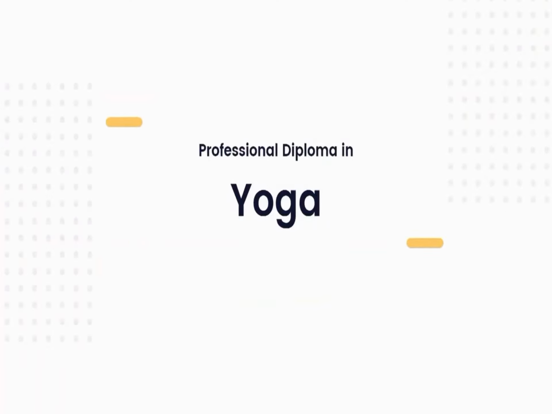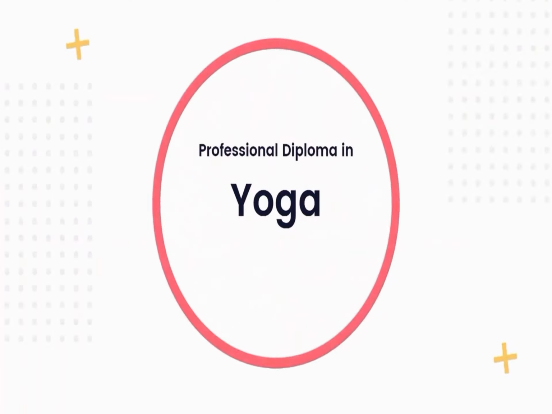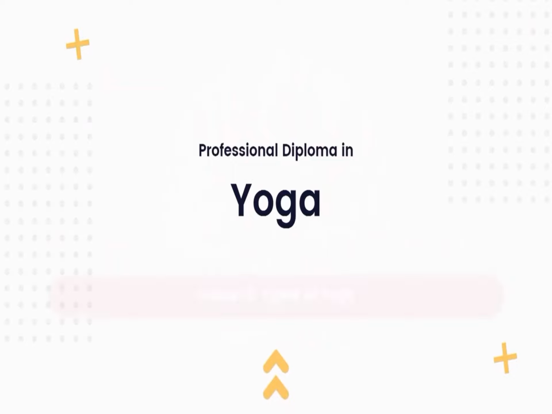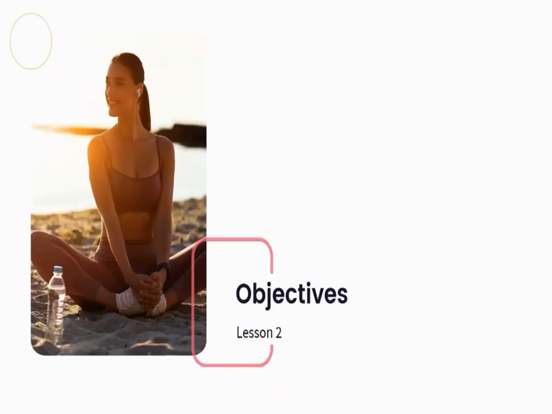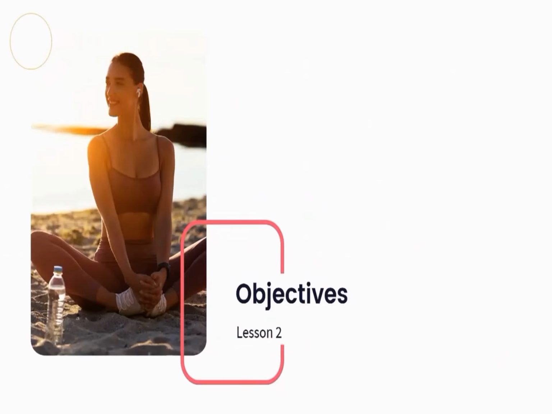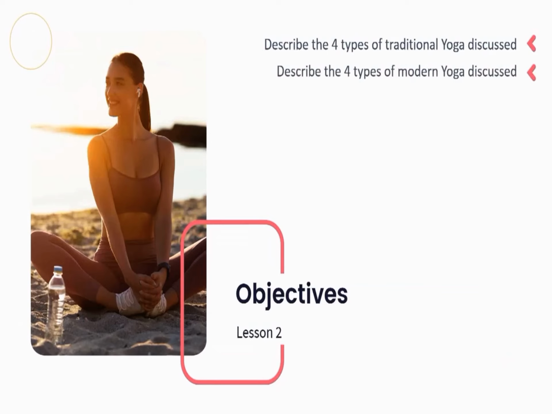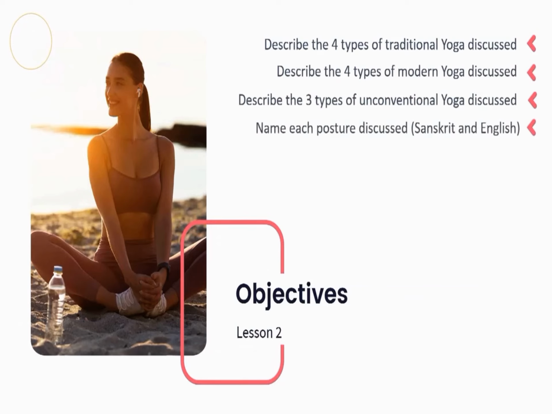Today we explore the many types of yoga you may encounter in your journey with this multifaceted practice. By the end of this lesson, you should be able to describe the 4 types of traditional yoga discussed, describe the 4 types of modern yoga discussed, describe the 3 types of unconventional yoga discussed, name each posture in Sanskrit and English, state the muscle focus for each posture, and demonstrate each posture.